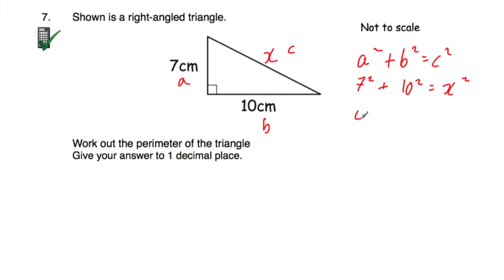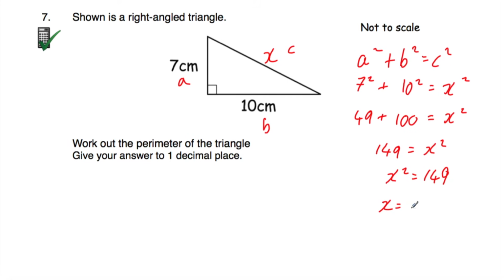7 squared, that's 49, plus 10 squared, that's 100, 10 times 10 is 100, is equal to X squared. And then 49 plus 100 would be 149, and that's equal to X squared. And let's just turn that around. X squared is equal to 149. Now this side is not 149 centimeters, that's the length of this side squared, so we need to square root.